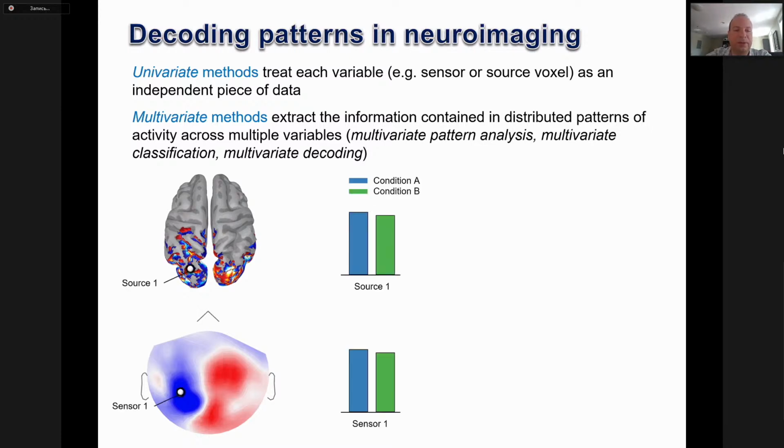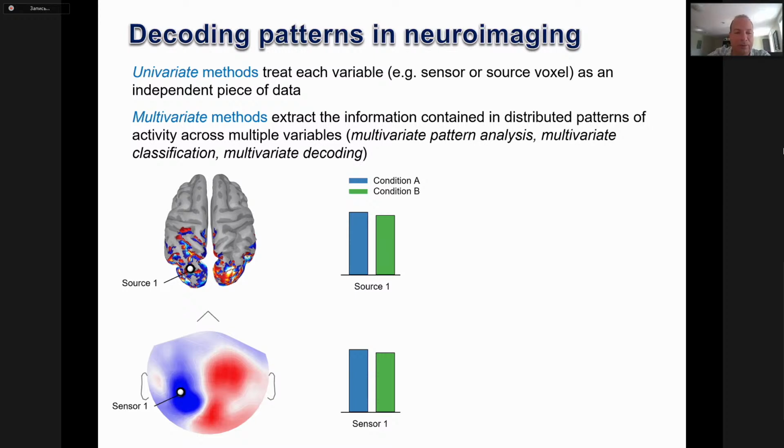So why do we need multivariate methods? For example, let's say you have one source or one sensor in the brain, and we measure signals in response to condition A and condition B. There are cases where either the source or the sensor really doesn't give you any discriminative power between the two conditions. You don't see a difference.